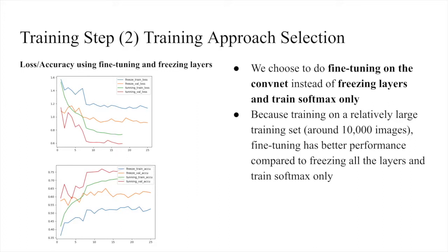The graphs on the left show the performance using fine-tuning and freezing layers. The green and red lines correspond to fine-tuning and the blue and orange lines correspond to freezing layers. It shows that fine-tuning achieves higher prediction accuracy both on training sets and validation sets.